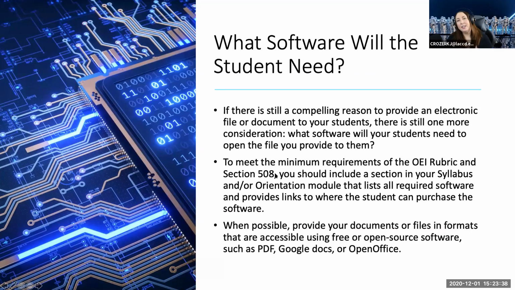Okay. So another thing you need to think about when you're making a document is what software the student will need. Sometimes we forget, because it feels like everyone in the world has Microsoft Word and PowerPoint, that some students don't have that. To meet the minimum requirements of the OEI rubric and also Section 508, we are actually supposed to include a list of all required software in our syllabus, including things like you need Microsoft Word or you need a PDF reader. We're also supposed to give links to where the students can purchase or download that software for free.